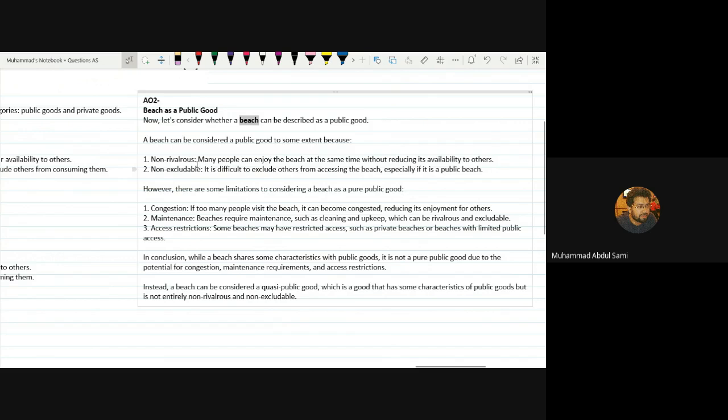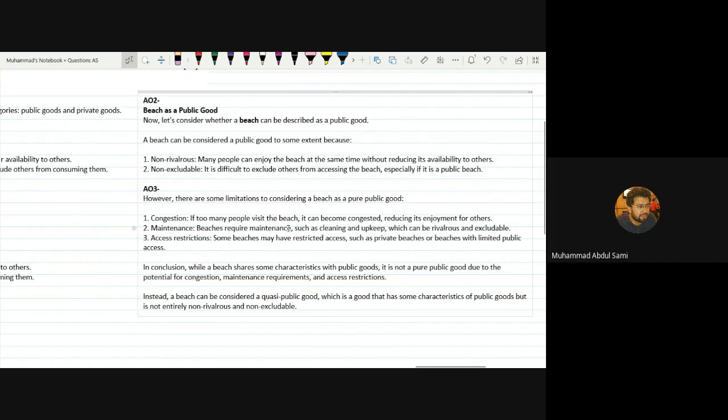If we fit it into the non-rivalrous feature, many people can enjoy the beach at the same time without reducing its availability to others. Yes, it is possible. And then the idea of non-excludable, the other property of the public good: it's difficult to exclude others from accessing the beach, especially if it is a public beach, a common beach available to all. Now, however, there are some limitations. Limitations can be used in AO3, the evaluation part.